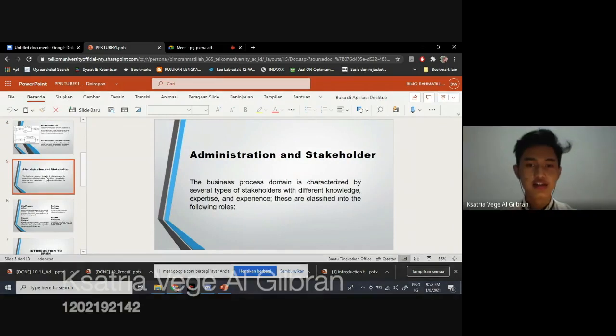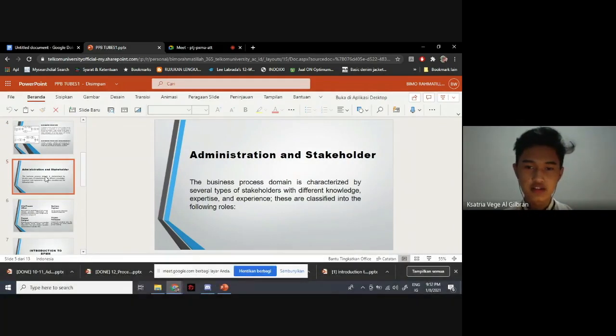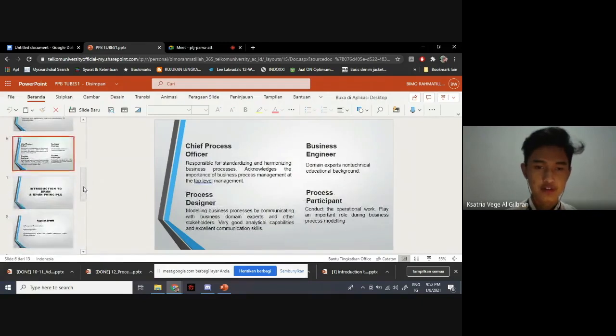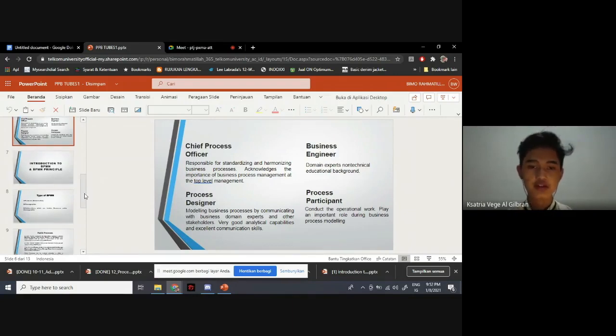And next is the administration and stakeholders. The business process domain is characterized by several types of stakeholders with different knowledge, expertise, and experience. These are classified into the following parts. First, there is a chief process officer, responsible for standardizing and harmonizing business processes, and acknowledging the importance of business process management at the top management level.